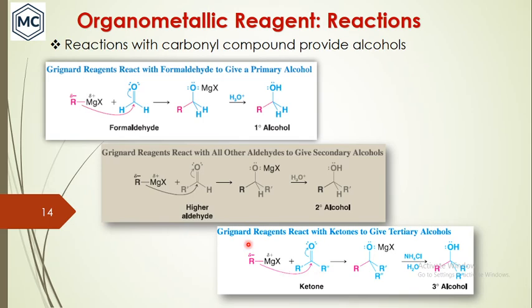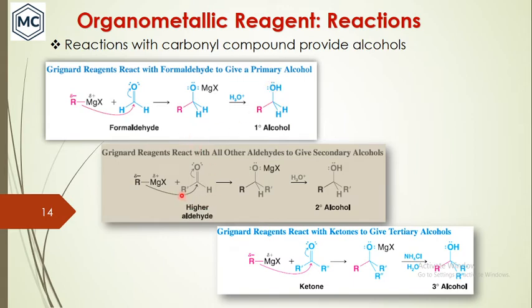Okay, and suppose you are using formaldehyde as the carbonyl compound, what would be the product? You get a primary alcohol. So reaction with formaldehyde gives a primary alcohol. First you get the corresponding complex. On hydrolysis, finally you get the primary alcohol. Here in this starting material you have 2 hydrogens. That is why you are getting a primary alcohol.